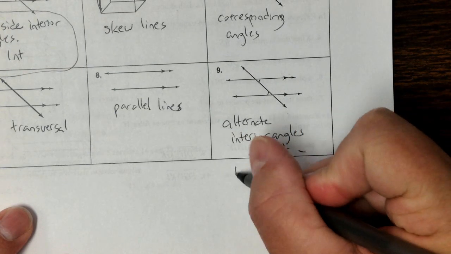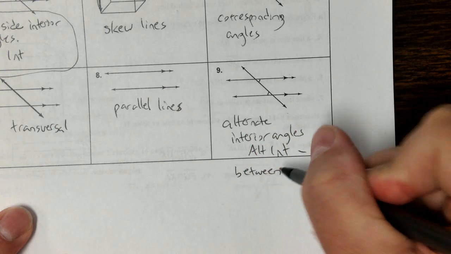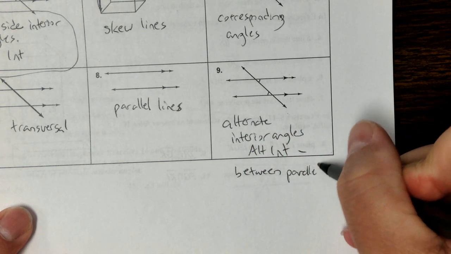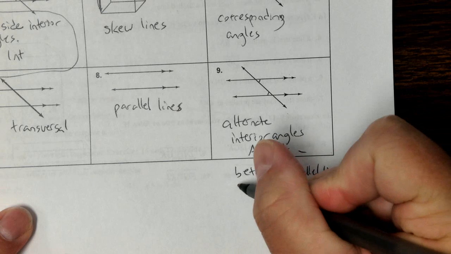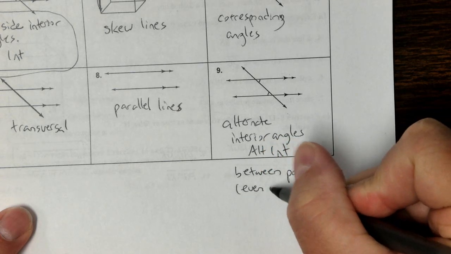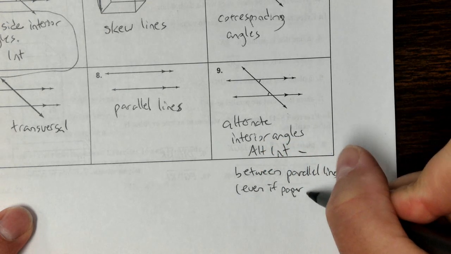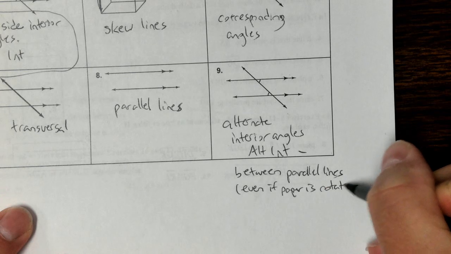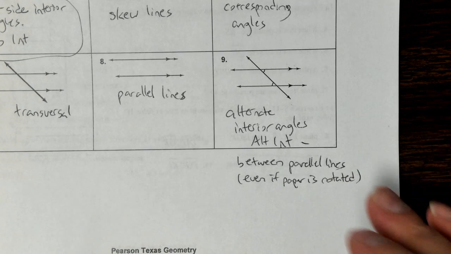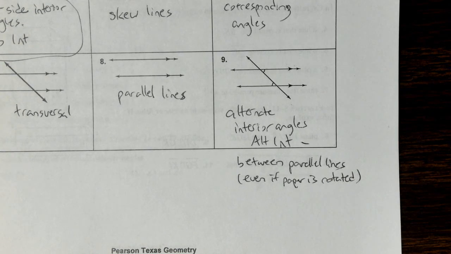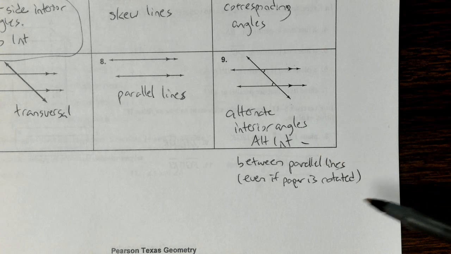Remember, that's between the parallel lines, even if the paper is rotated. You don't have to write that part, but I'm just showing what we did. Alternate interior, it's between the parallel lines, even if the paper is rotated.